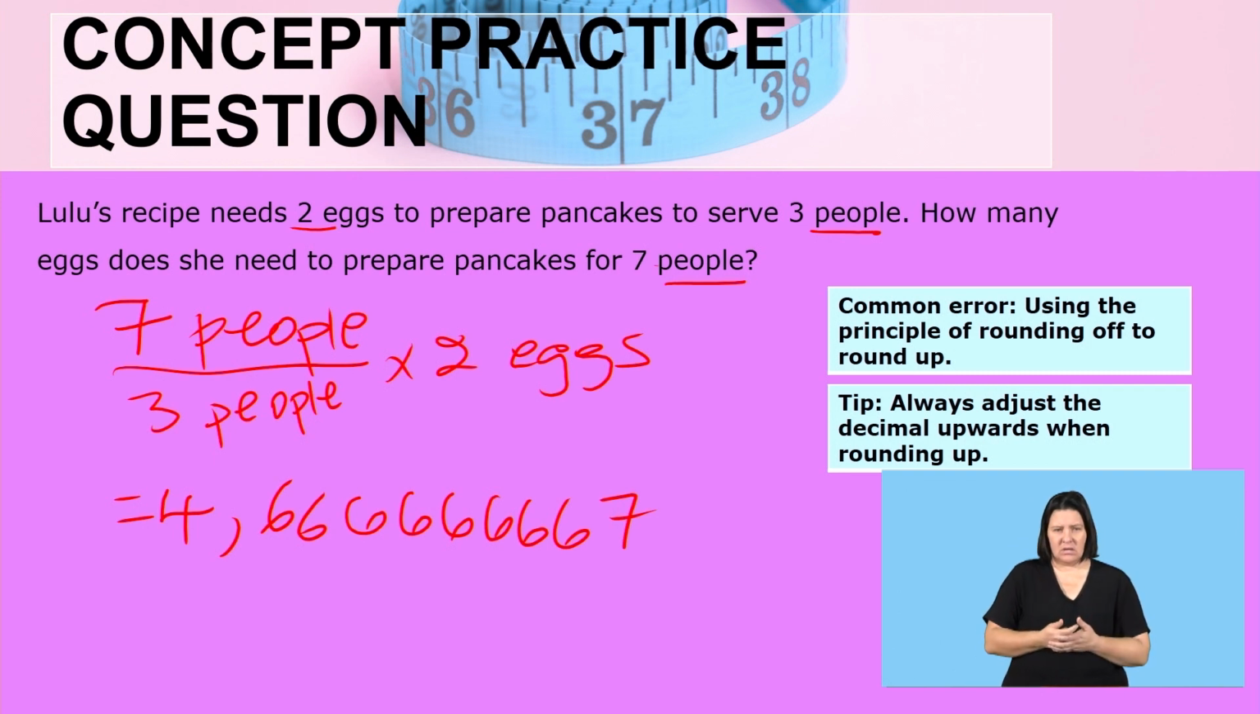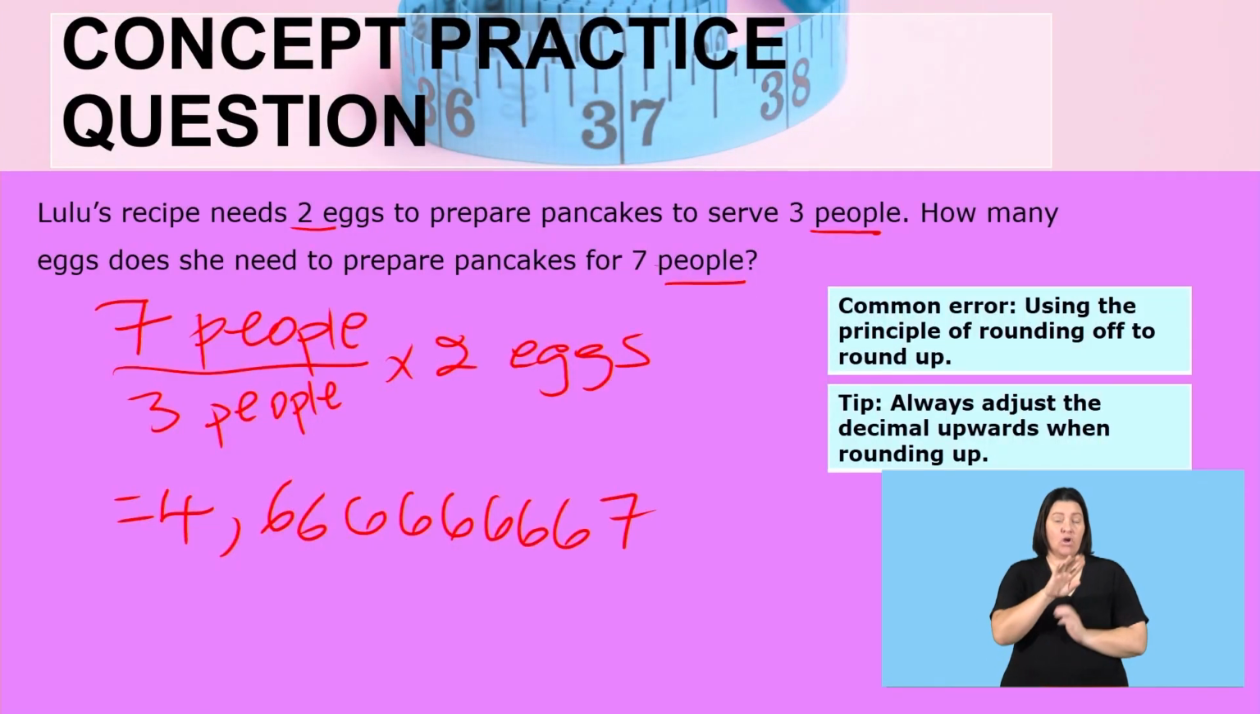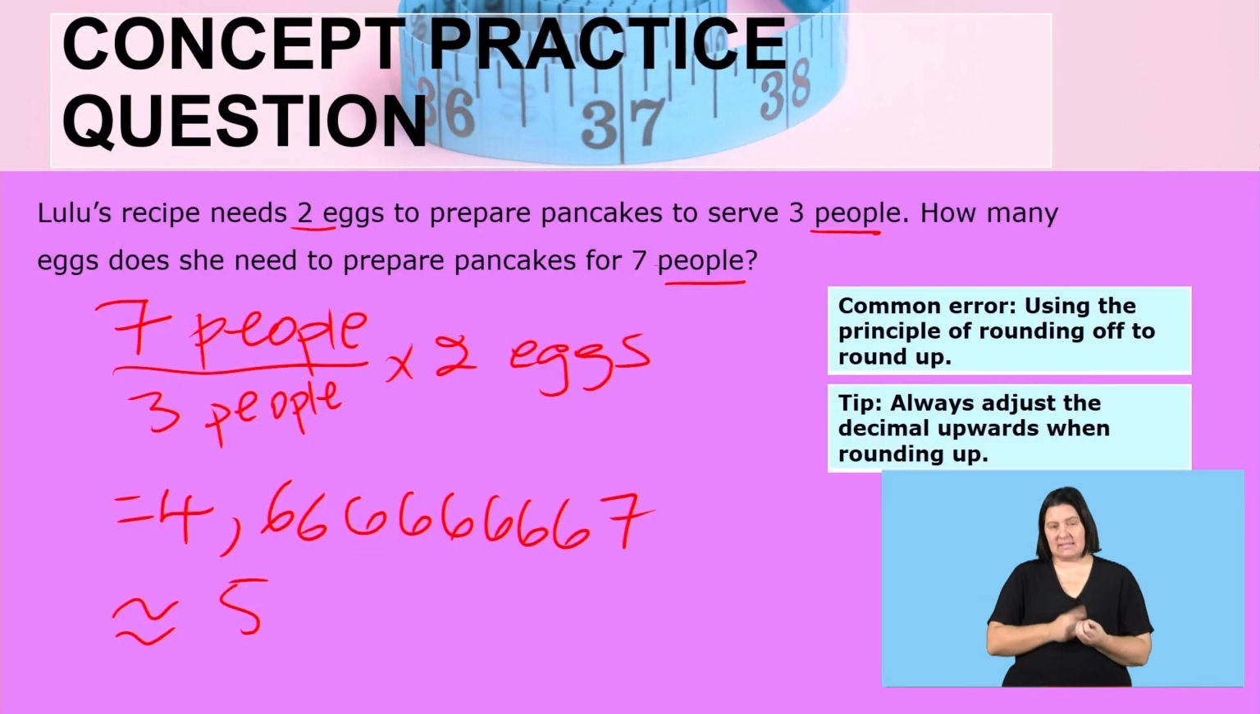Now we say, when we do the calculation, we're looking at the concept of a recipe. If we are going to take 4 eggs, it will not be enough. Therefore, we need to round up. This is rounding up in context, looking logically at what will be applicable. Therefore, we are going to round this up, and as we round it up, we will add 1 to 4, and then our answer will be 5 eggs. So the number of eggs that Lulu needs to prepare for 7 people will be 5. If it's 4, it will not be enough, remember. Therefore, we round up.